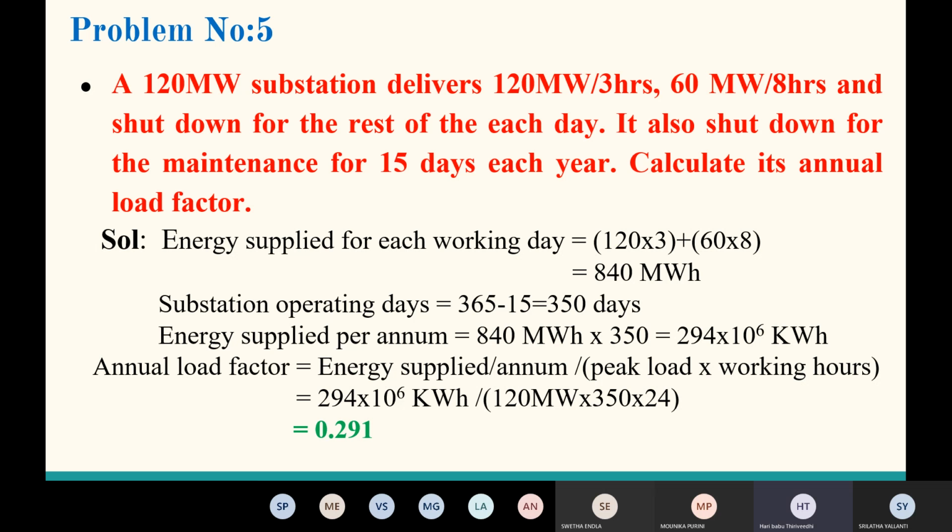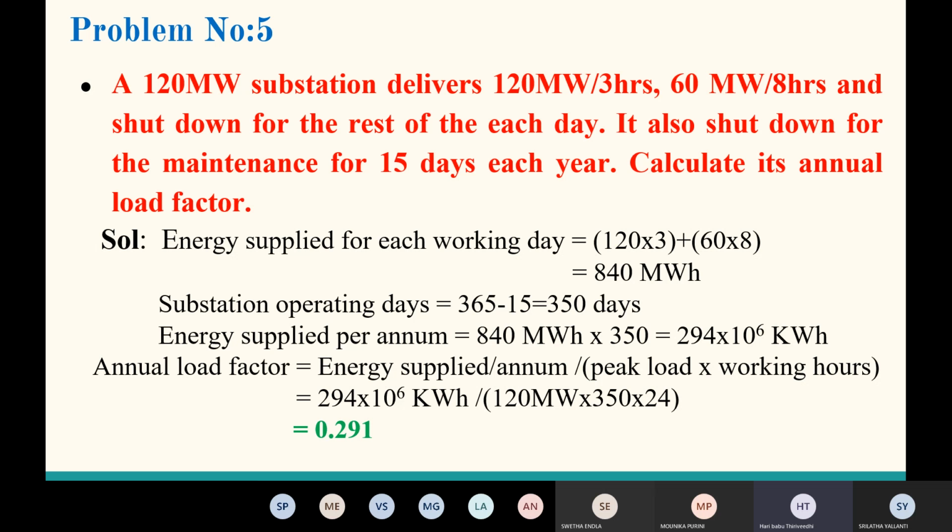That is equal to 120 into 3. 120 megawatt operating 3 hours, 60 megawatt operating 8 hours. That's why 120 into 3 plus 60 into 8. That is equal to 840 megawatt hour, right?